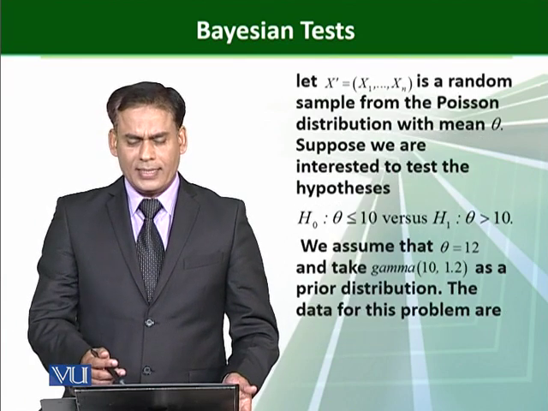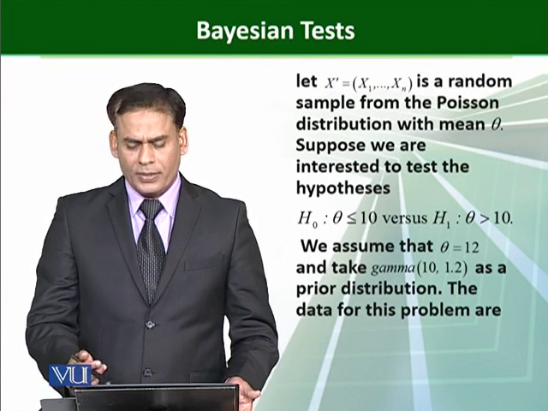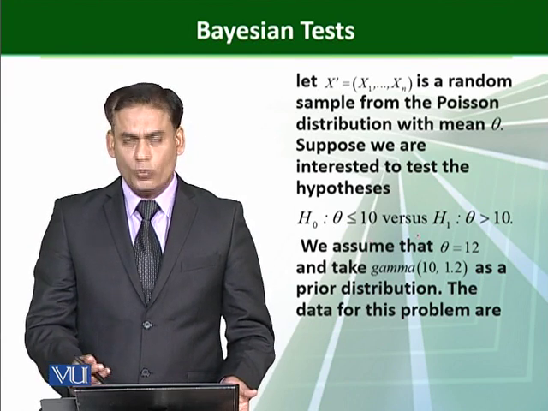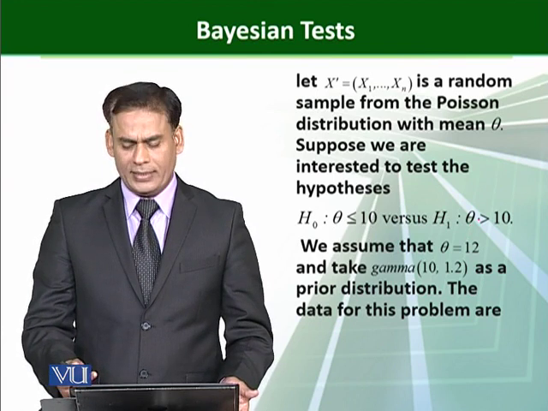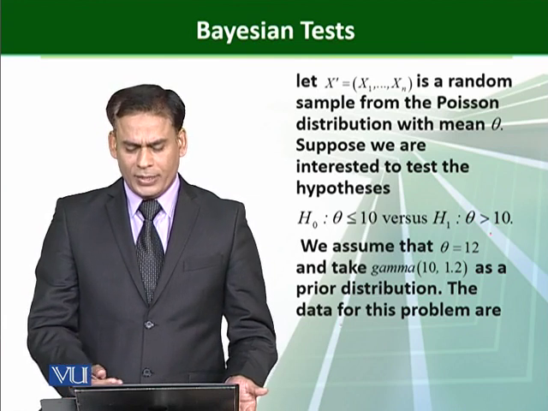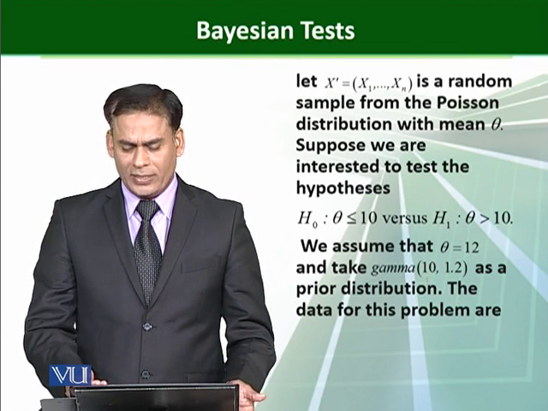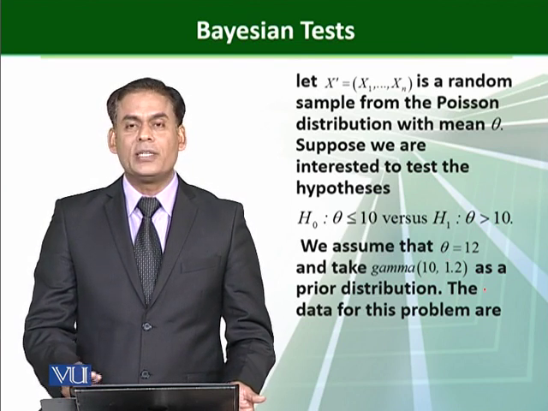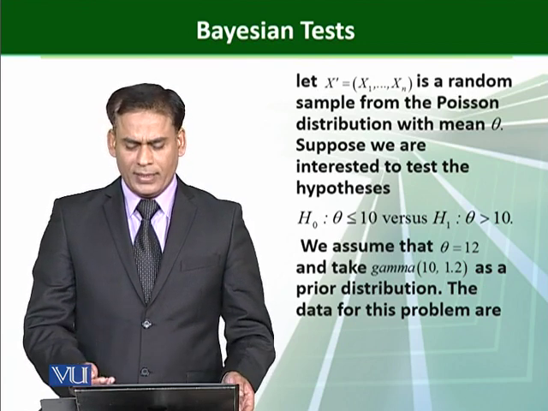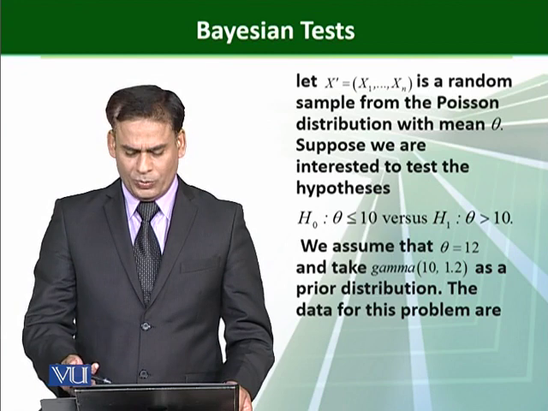Let x dash, that is x1 up to xn, be a random sample from the Poisson distribution with mean theta. Suppose that we are interested in testing the hypothesis that theta is less than or equal to 10 versus the alternative hypothesis theta is greater than 10. We assume the value of theta is 12, and we take the gamma distribution with alpha equal to 10 and beta equal to 1.2 as a prior distribution. So we are going to find the posterior distribution by taking gamma as a prior distribution, and the sampling model here is our Poisson distribution.